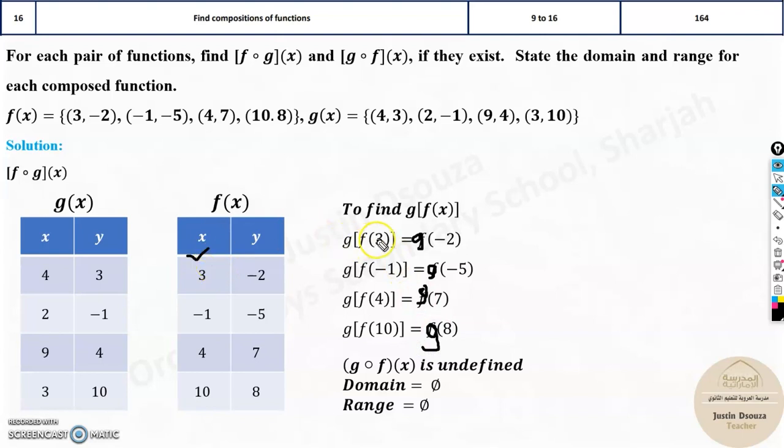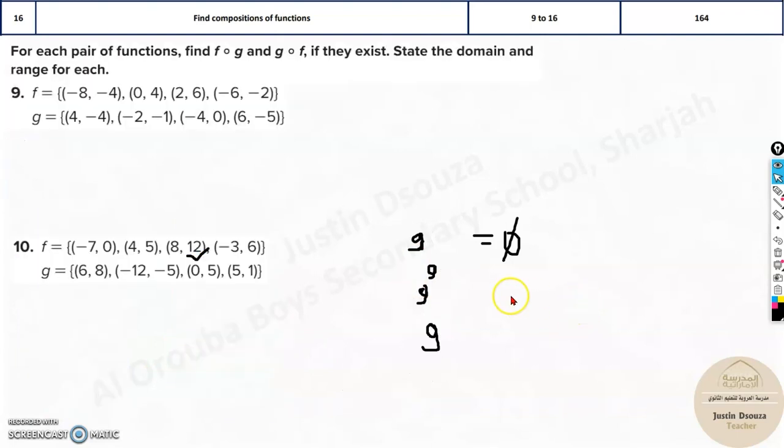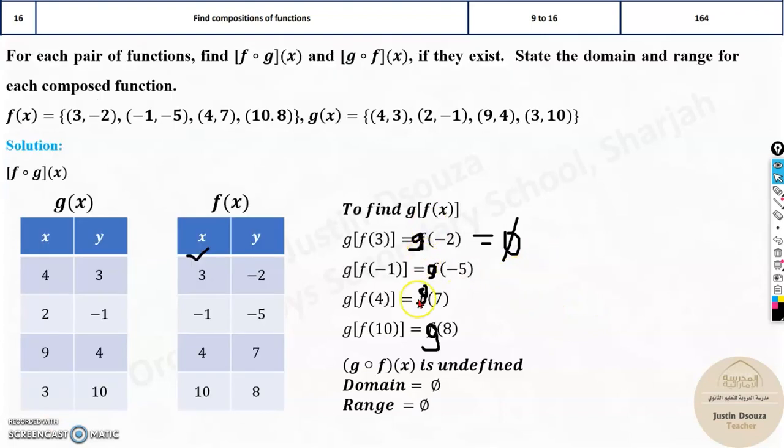Now, if you look over here, when you put the function f of 3, what was the answer you got? -2, right? So f of 3 was -2. So g of -2. Look over here. What is g of -2? Is there an x value of -2? No, it is not there. Same way, check whether you have f of -1. This will be there because you're choosing from the function f of x. What is the value? It should be g of -5. Is there a -5 value? No. f of 4 is 7. Is there a 7 over here in the g of x? No. Even for 10 we get 8? No. So literally all the values over here give a null set.